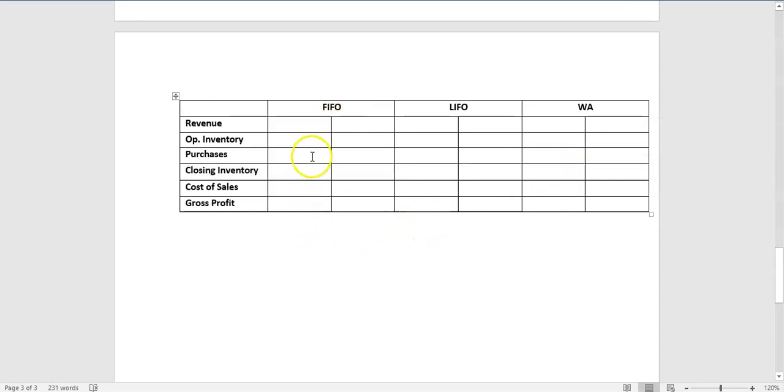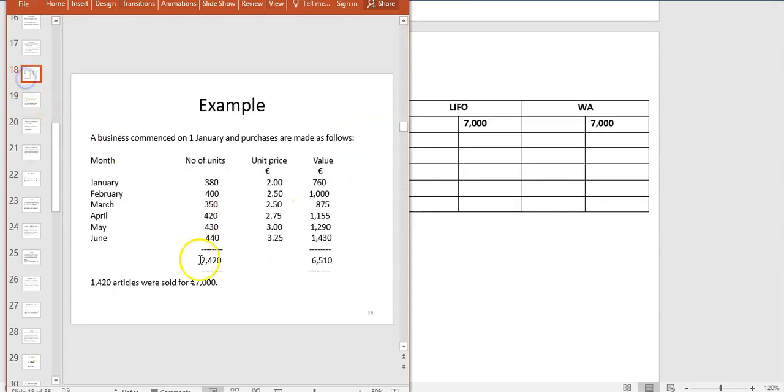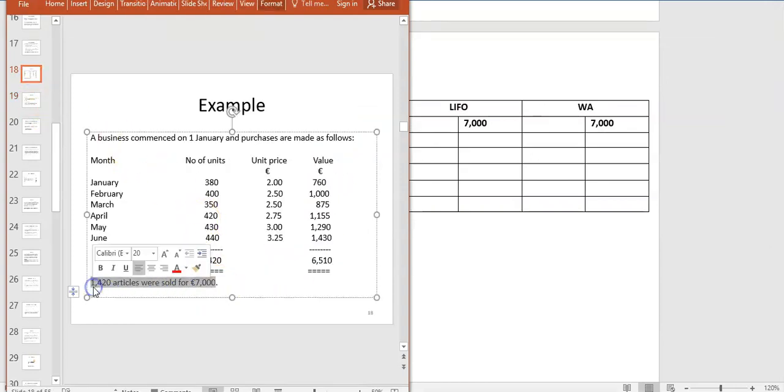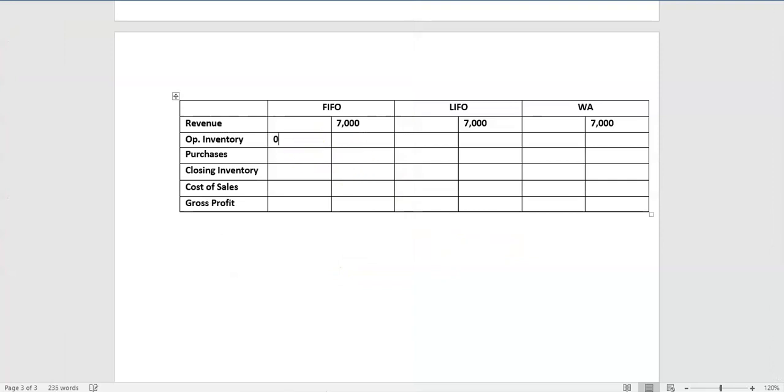Now, the revenue and the purchases does not change for each method. It's 7,000 in all three scenarios because you still sold the same amount of units at the same price. And that was told in the question here. €7,000, 1420. Likewise, there's no opening inventory, so that's a nil in all three scenarios. And your total purchases for the 6 months, that's the same as well. So this will be nil, this will be 6510. So the only real difference here is the closing inventory and the impact that that has on gross profit.